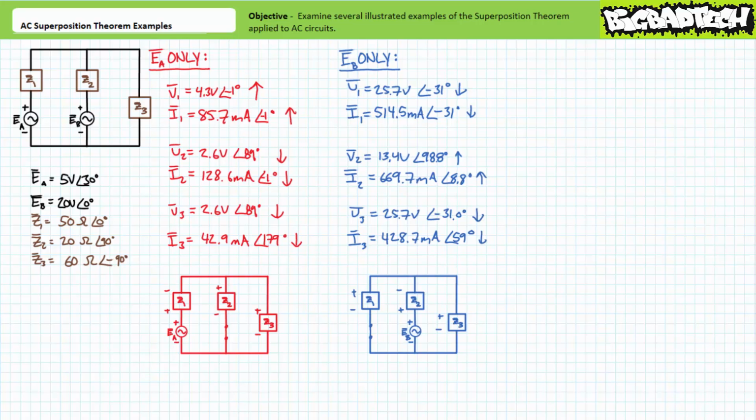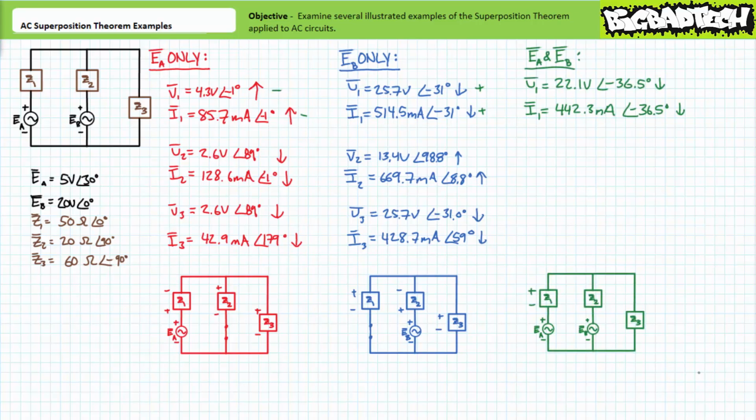My advice is to simply assume the contribution with the larger magnitude is positive, in this case voltage source EB, and the contribution with a smaller magnitude is negative, in this case voltage source EA. Once you've chosen a direction, just stick with it and don't change your mind. Operating under this assumption, you should have obtained the following values.